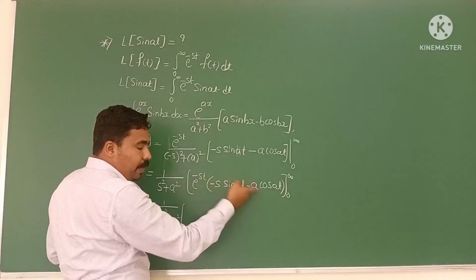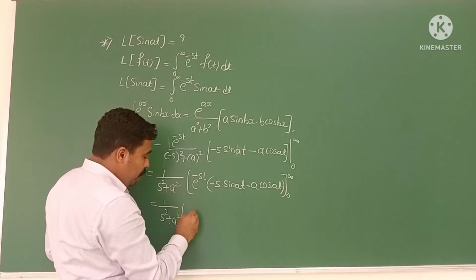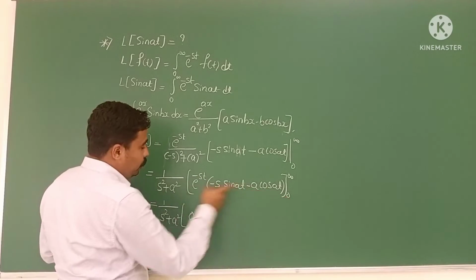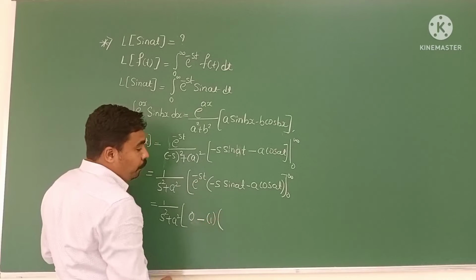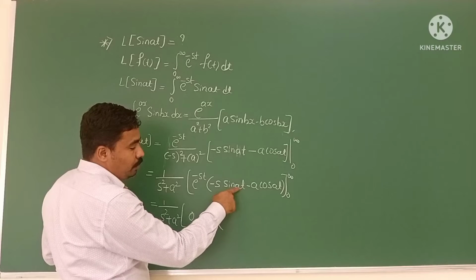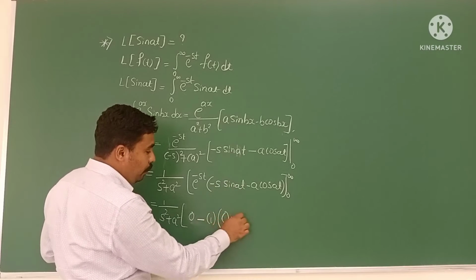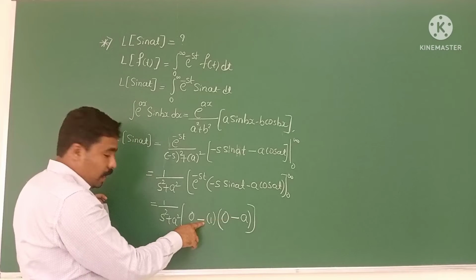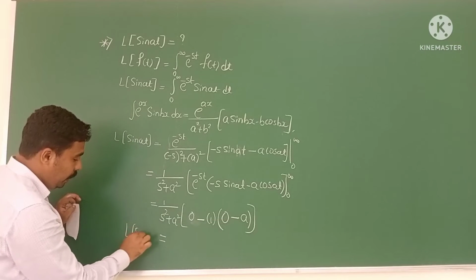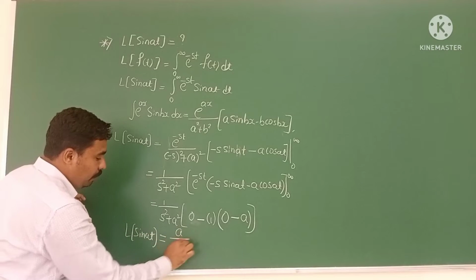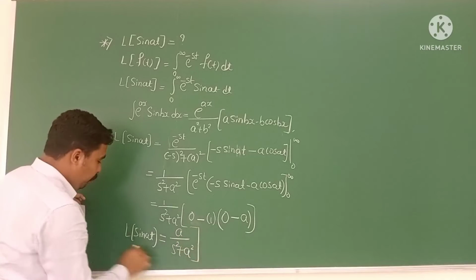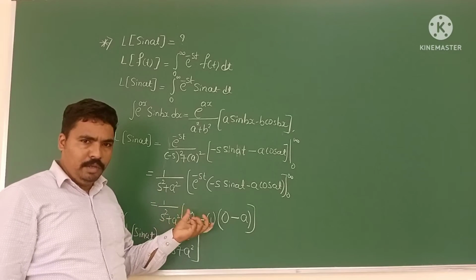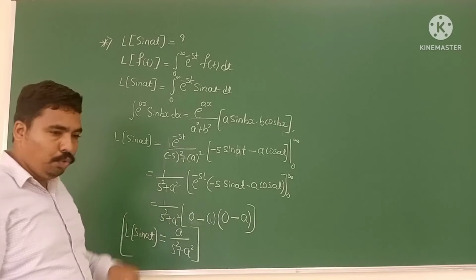If we apply the upper limit infinity, every term has e power minus infinity, which is 0, and 0 into something is 0. Minus the lower limit: e power 0 is 1, and sin 0 is 0, so sin 0 into something is 0. Minus cos 0, whose value is 1, and 1 into a is a. So minus into minus gives plus. Therefore Laplace of sin at equals a divided by s square plus a square. A very important and simple result, my dear students. You can easily solve it, it only needs practice. Practice once or twice and you can easily do it.